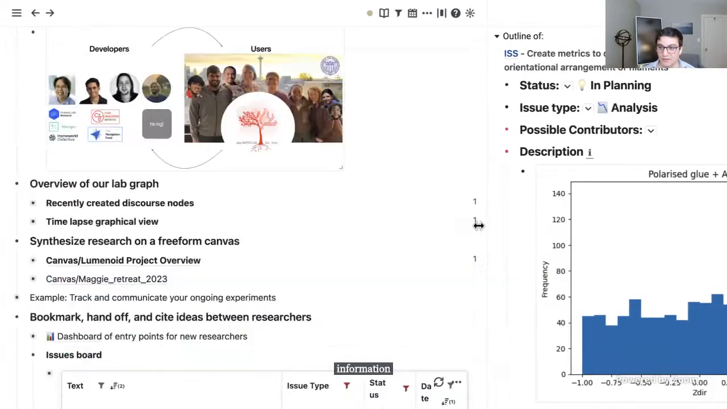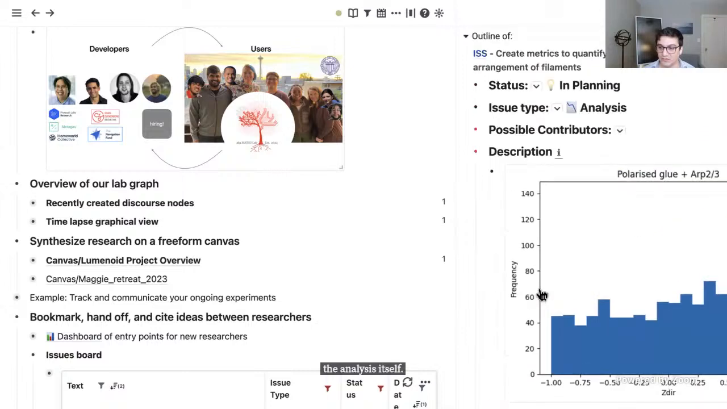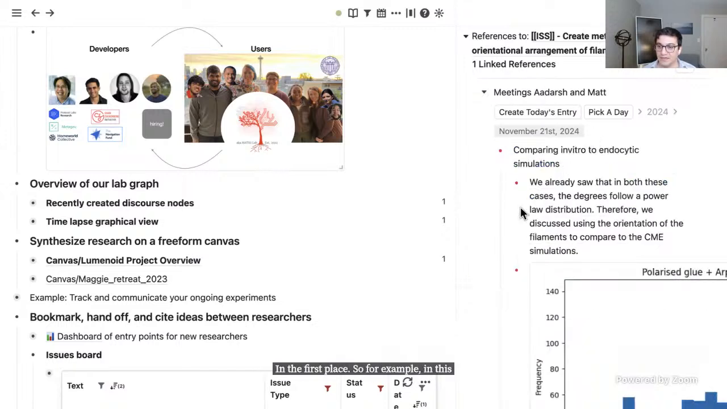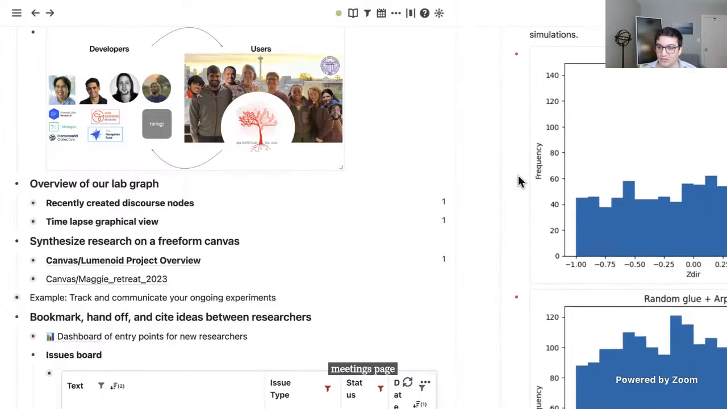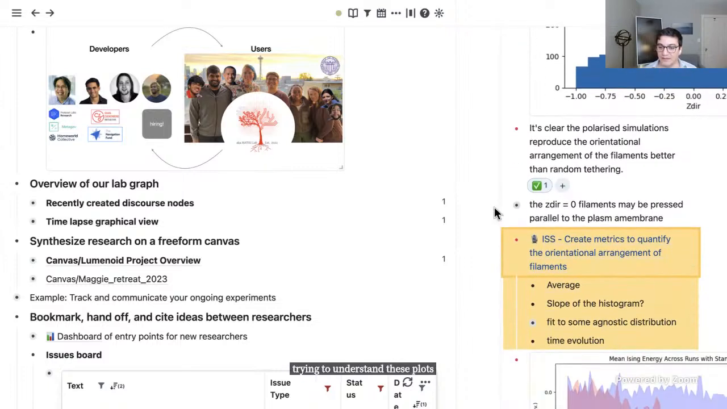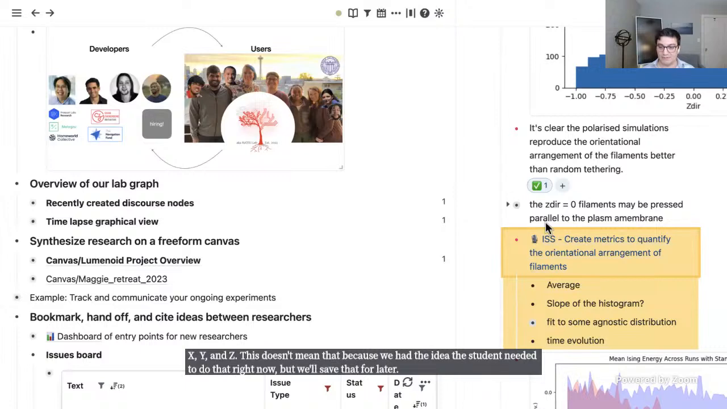information about the analysis itself, but also lets you navigate through the graph about what connections the issues tie to, so that you can find the original context and motivation for generating this issue in the first place. So for example, in this meetings page, the student and I were trying to understand these plots that he had made. And so I said, well, it'd be really nice if we had a metric for quantifying X, Y, and Z. This doesn't mean that because we had the idea, the student needed to do that right now, but we'll save that for later. And he or somebody else can do it.